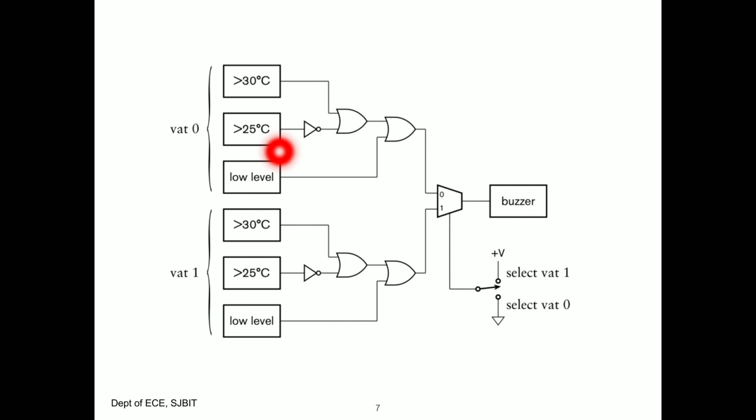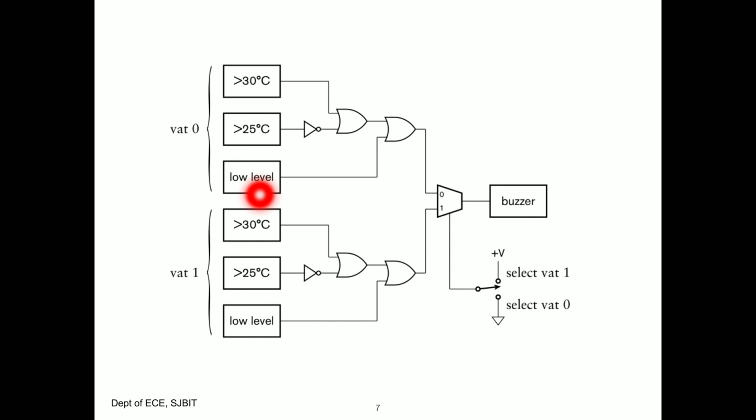But we need to sense if the temperature goes below 25, not above 25. So you have a NOT gate here, because the sensor gives the output when the temperature is above 25 degree. We are interested in if the temperature goes below 25 degree. So it is a NOT gate operation. And the other sensor is the level sensor to monitor the level of the liquid in the vat. If the temperature of the liquid goes above 30 degree, or if the temperature of the liquid goes below 25 degree, we have used an OR gate here. So if any one of the signals goes high, we have a signal at the output of the first OR gate.